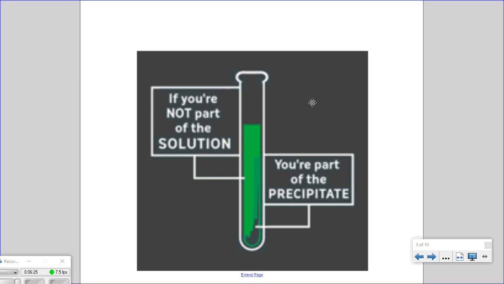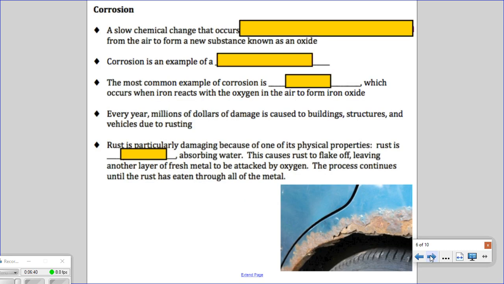So just always keep in mind that if you're not part of the solution, two liquids that are mixed together, then you're part of the precipitate. So the resulting solid that forms when you mix those two liquids together. Think like milk solids, milk chunks.